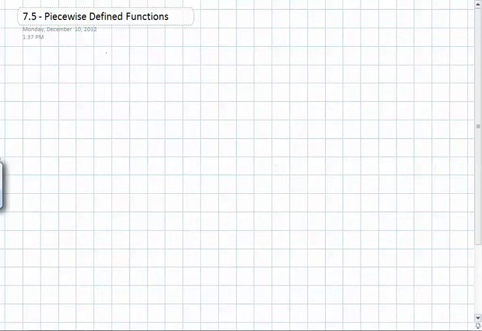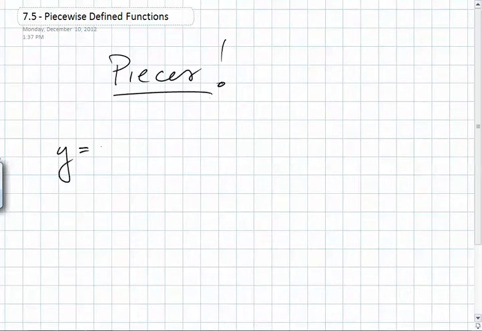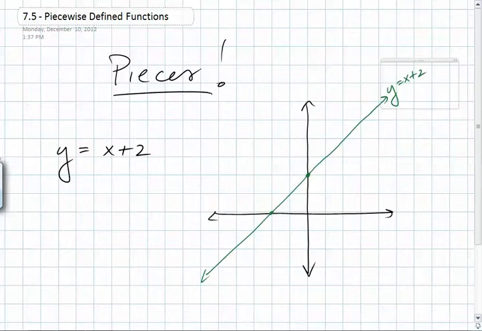Simply put, a piecewise defined function is a function that's defined in pieces. So what do I mean? Well, let's graph a really simple function, y equals x plus 2. So there we go. There's the function y equals x plus 2. It has a slope of 1, and it crosses the y-axis right here at y equals 2.